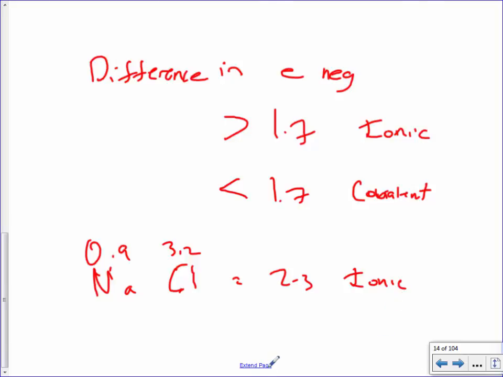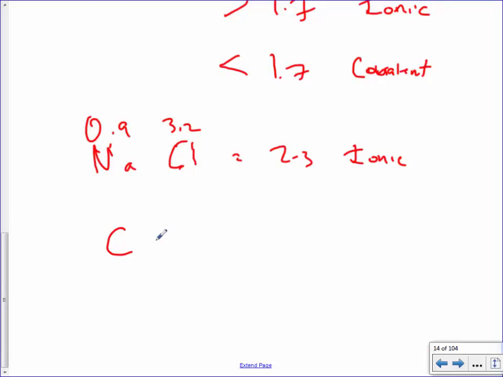A good example of a covalent bond would be, say, carbon dioxide, CO2. It bonds covalently. Hence the whole carbon dioxide, because it uses the di as part of its word. What's carbon's electronegativity? 2.6? And oxygen, I believe, is 3 something. 3.2? 3.4. How far apart are those? 0.8?